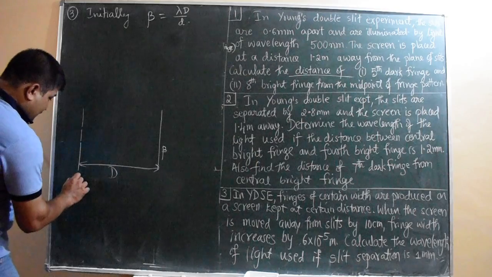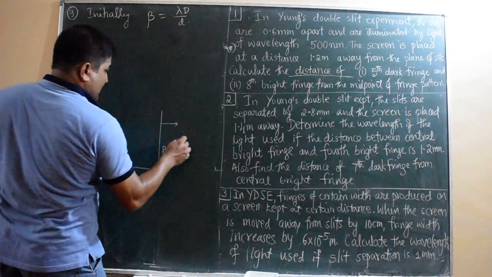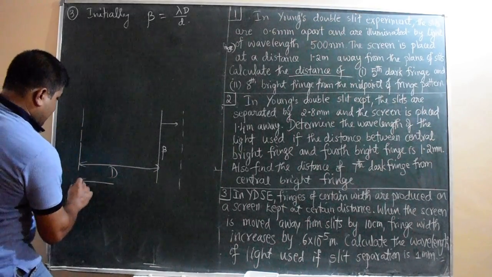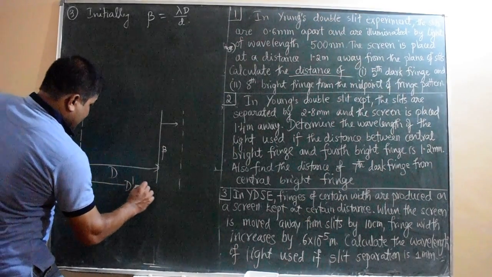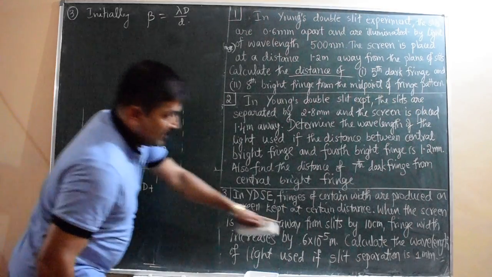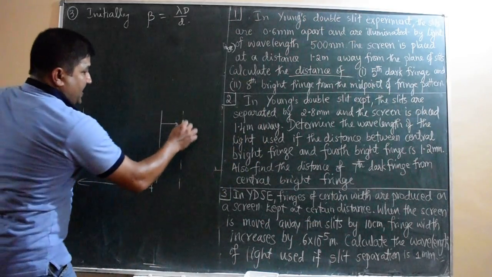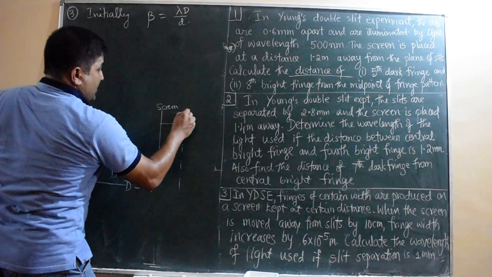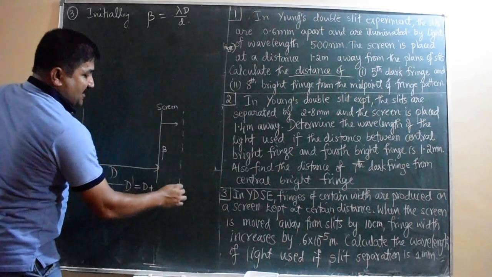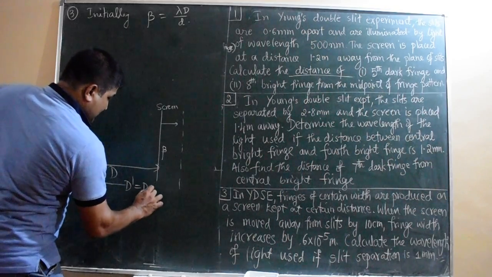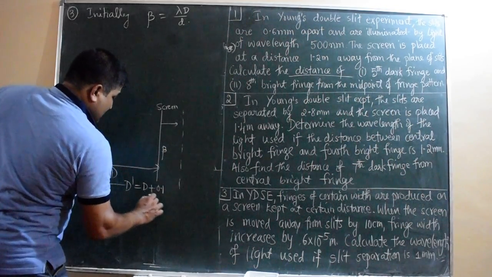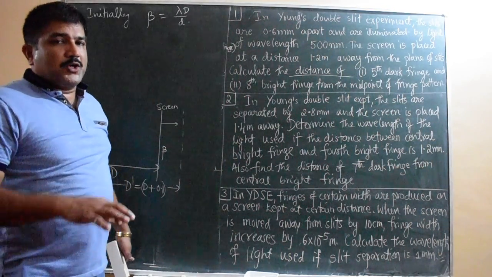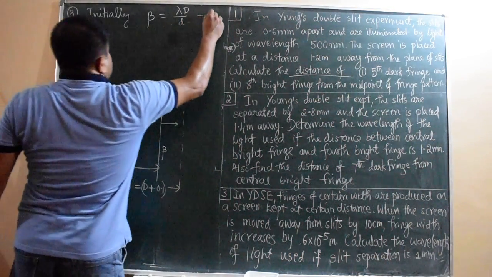Now later what happened? The screen is moved away. This is the position of the screen, so then it is D dash. D dash equals D plus 10 centimeter, moved away now. So the screen comes to this position. This is the initial position, later it comes here. The new position of the screen is the dashed line. So D plus 10 centimeter, or 0.1, because 10 centimeter is equal to 0.1 meter. Correct, so this is the first case.